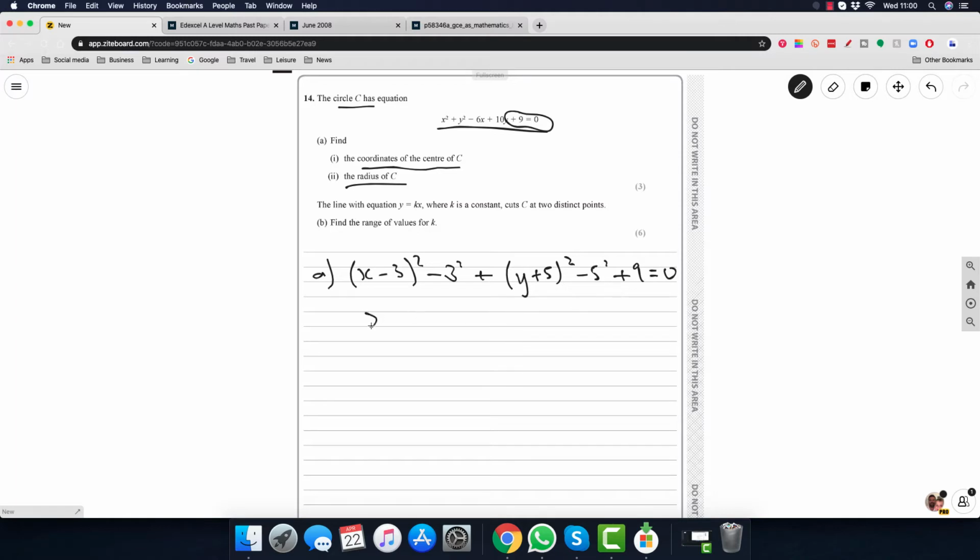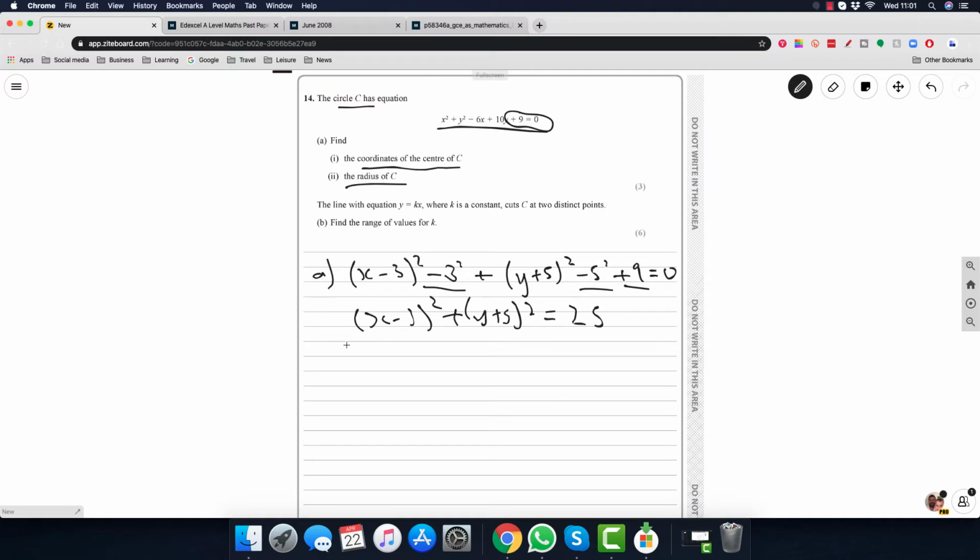Now that last step's very simple. You just collect all your numbers together. So I'm going to write the two squared brackets first. I've got a minus 9 here, minus 25, so that's minus 34, and then plus 9 is minus 25. And then of course in the format that we want it, we don't want this minus 25 here. We want to take that over the other side so that it becomes equal to 25. So I'm just going to save myself a line of writing.